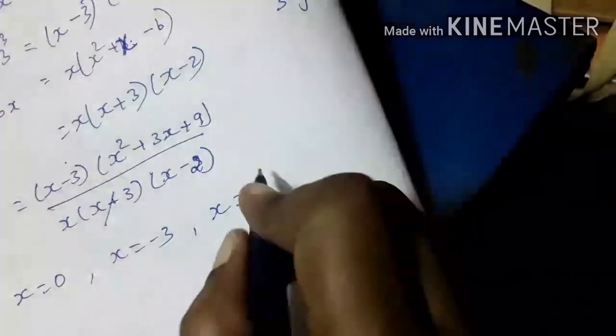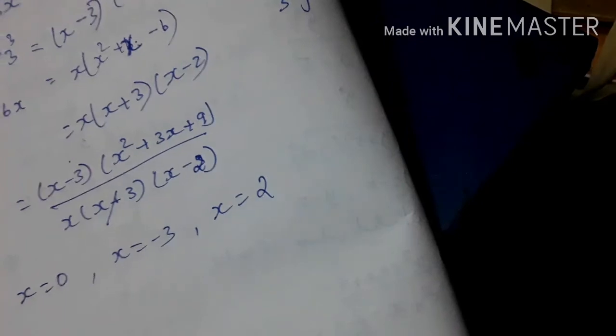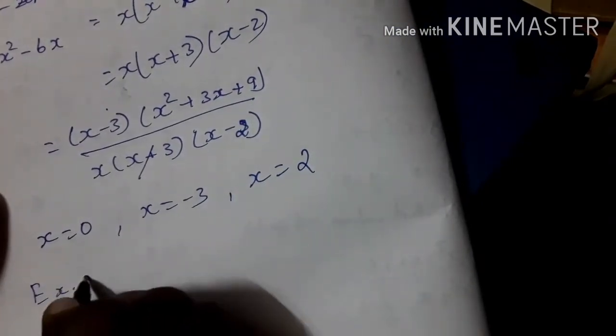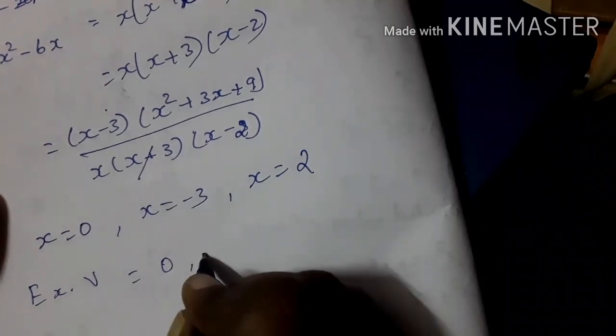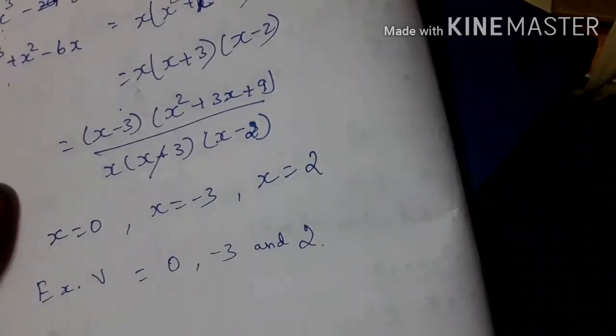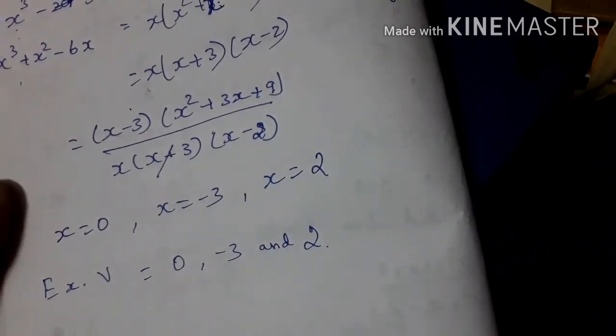If x is equal to 0 we put, it becomes 0. And x is equal to minus 3, because plus 3 is there, we put minus 3, it becomes 0. Next, minus 2 is there, we put plus 2, it becomes 0. So our excluded values are 0, minus 3 and plus 2. These are our excluded values.